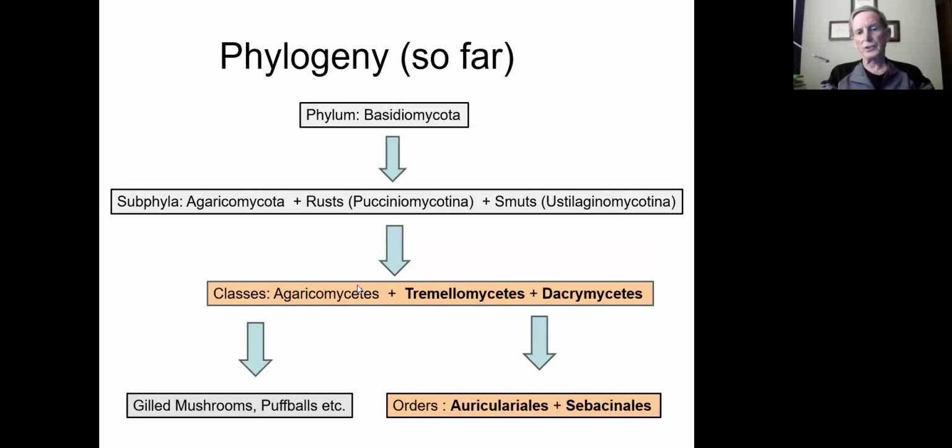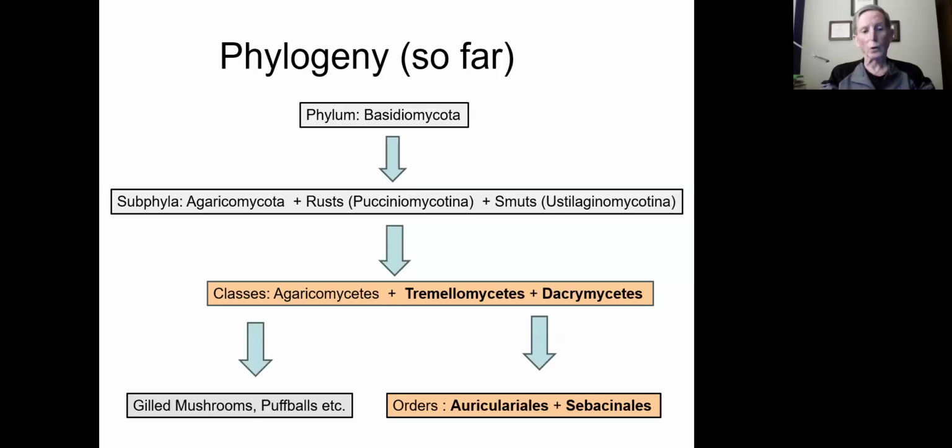Now we go down into the jelly fungi. So there are three classes. Now remember, it goes kingdom, phylum, class, order, family, genus, species. So we're going down through now to class. The Agaricomycetes, Tremellomycetes and Dacrymycetes; those two that are bolded are jelly fungi.